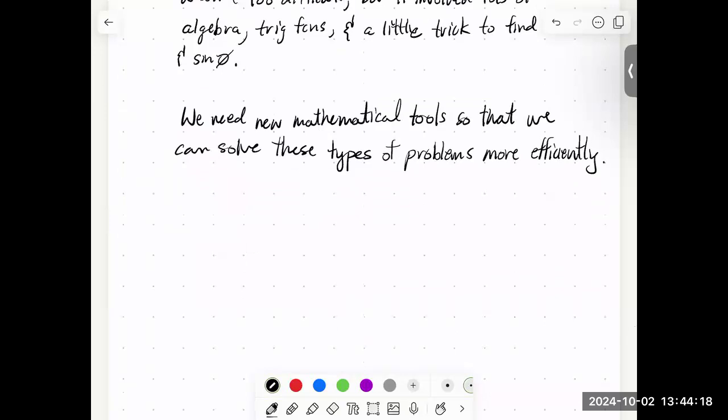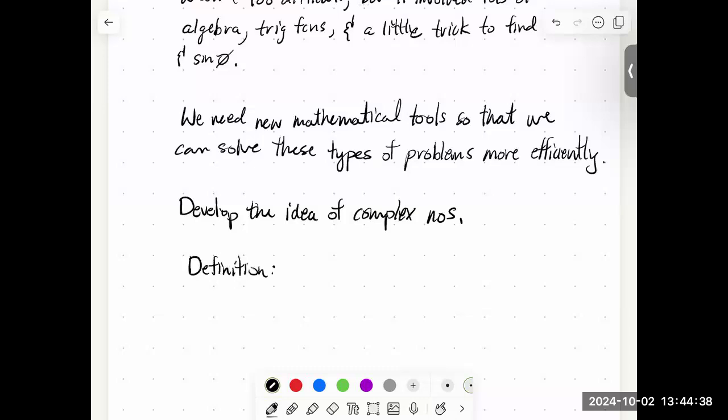So let's start with developing the idea of complex numbers. Okay, so the definition you probably have seen already. It's just that the square root of -1 is equal to plus or minus j. Usually people use i. In electronics, we use j because i is reserved for current. But anyways, it's just the normal definition of the square root of -1.